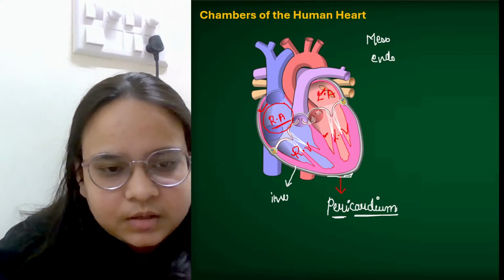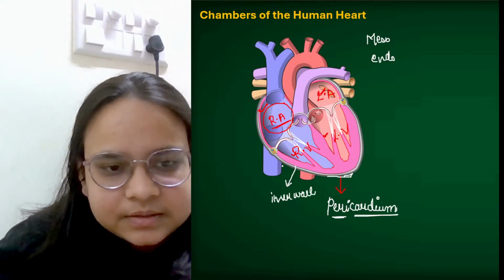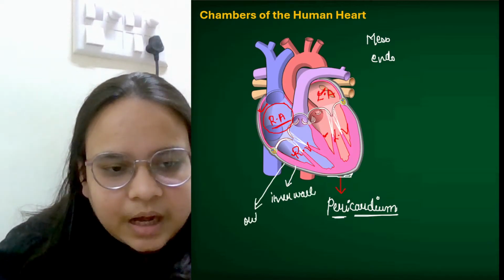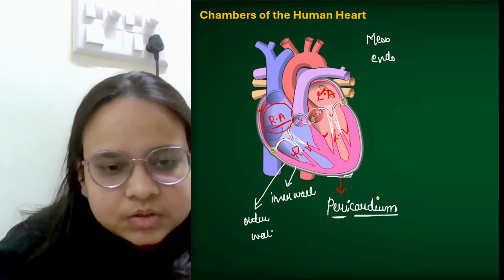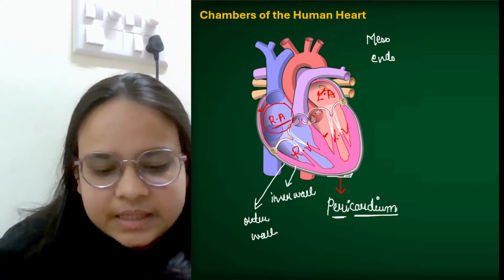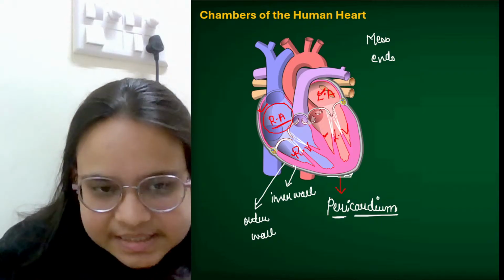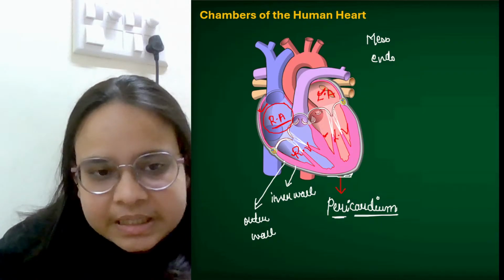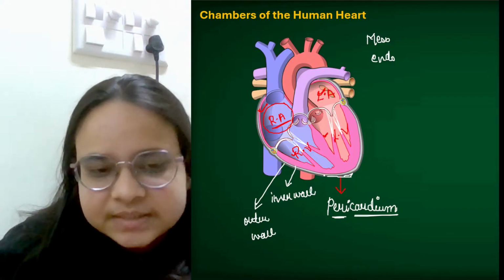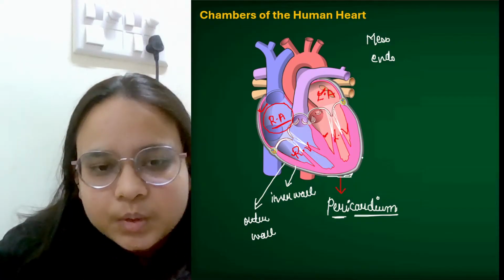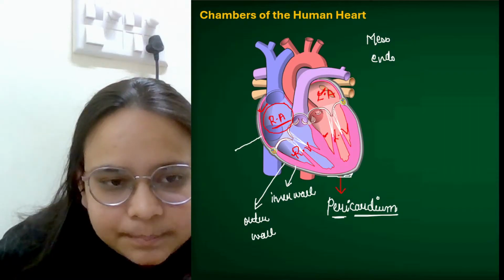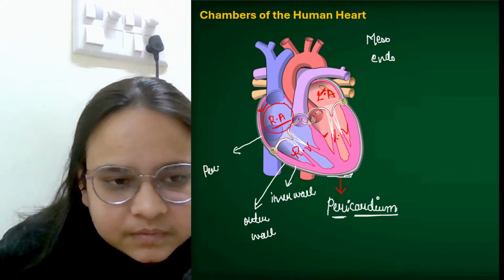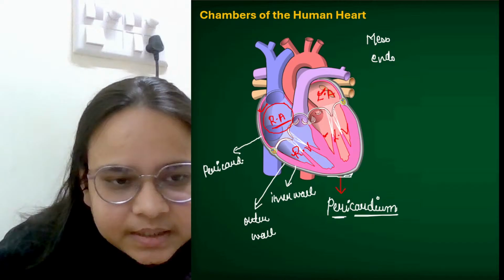This is the inner wall, and this is the outer wall. So the space between the inner wall and the outer wall is particularly filled with a fluid which is called pericardial fluid.